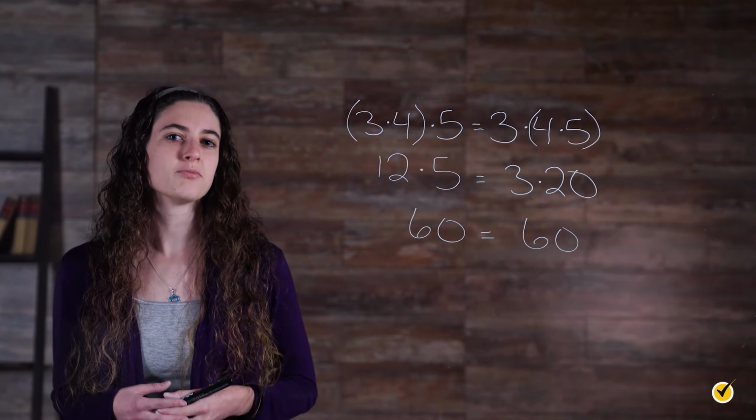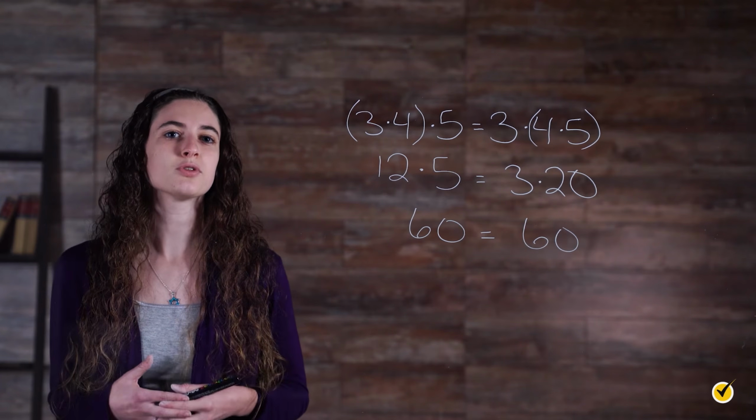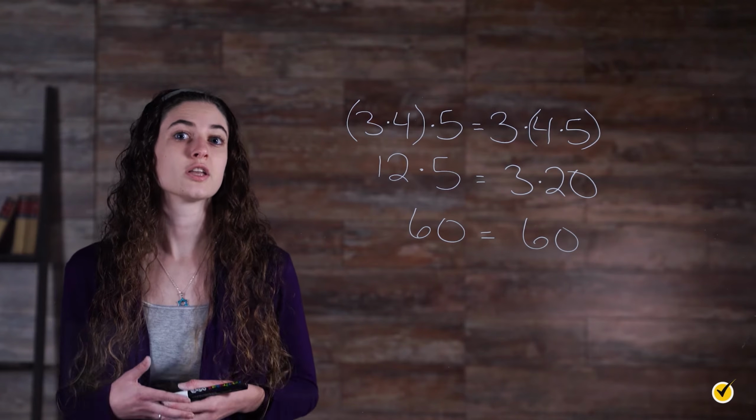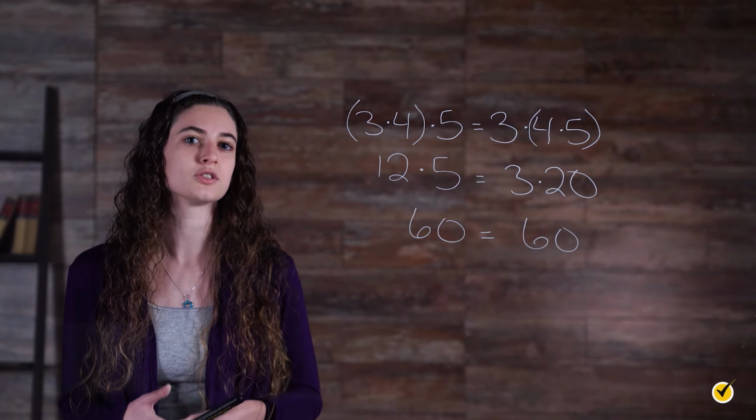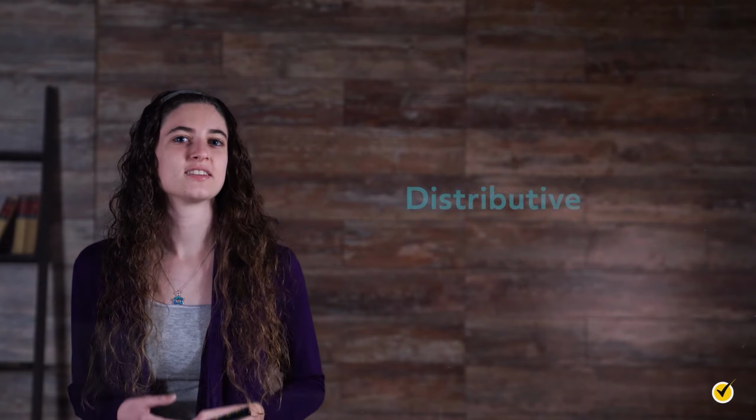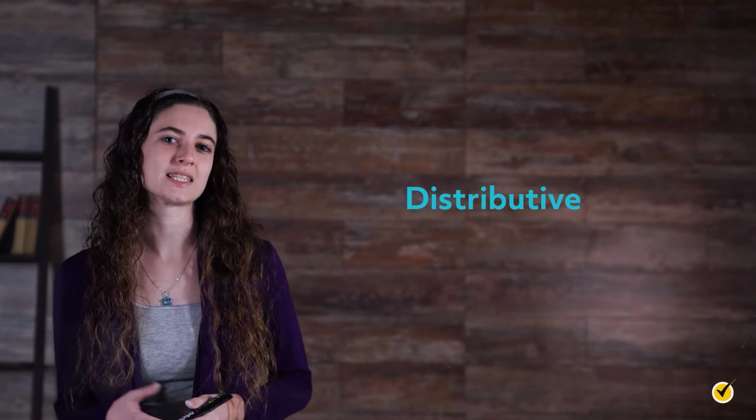The commutative property of multiplication shows that it is acceptable to rearrange terms when multiplying. In contrast, the associative property of multiplication moves parentheses to order the multiplication. And finally, the last property we'll be looking at is the distributive property, which looks like this.